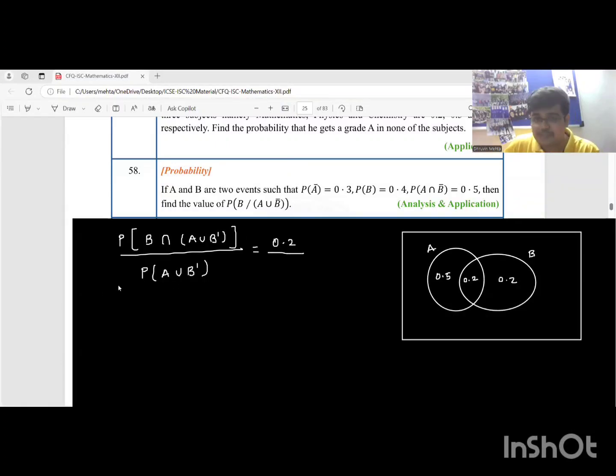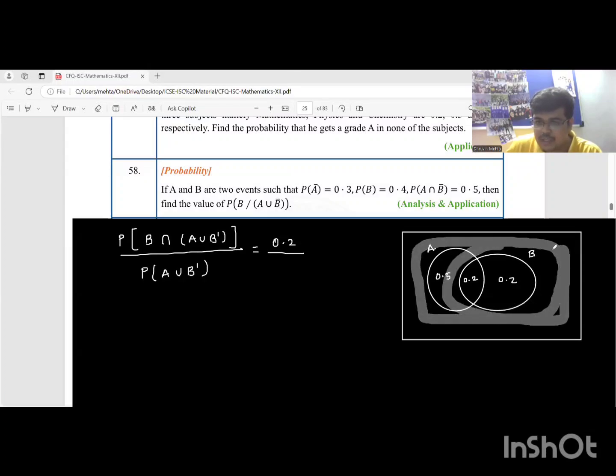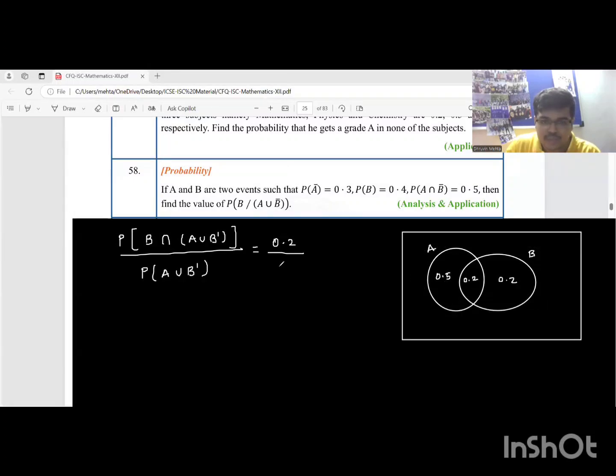Upon P of A union B complement, as we already discussed, it's going to be full B complement, union with A. So it is everything other than 0.2, it is 0.8, and therefore, students, we get 0.2 upon 0.8, which is 2 upon 8, and that is 1 by 4. With that, we complete the sum. Let's proceed to the next one.